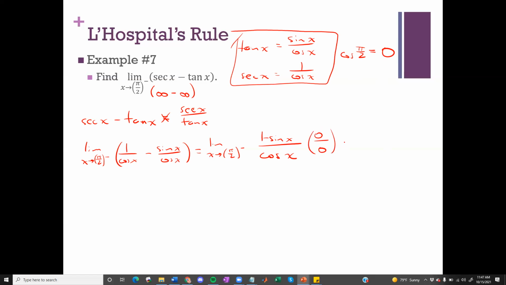So yeah, like I said, I don't care how we get to 0 over 0 or some infinity over some infinity. I can now use L'Hopital's rule by taking the derivatives of numerator and denominator. So the derivative of the numerator is negative cosine x over negative sine of x. All right, can I deal with this thing now?